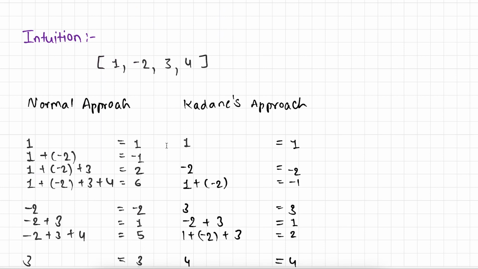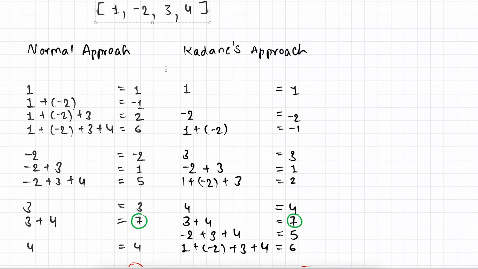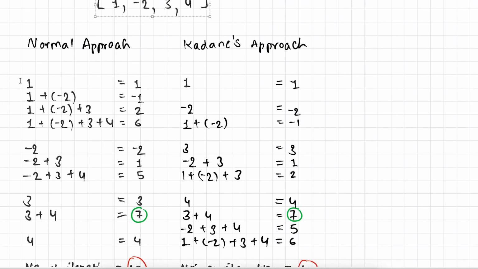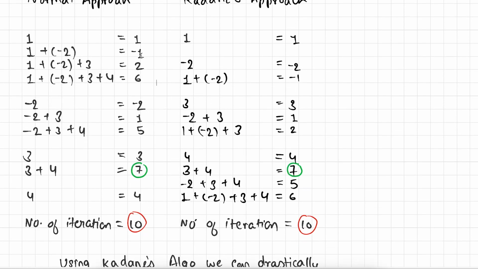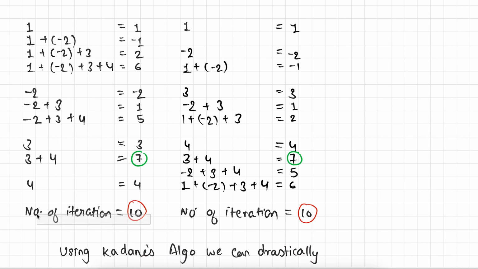Now let's talk about the intuition of J. Kadane while he was working on this problem. So let's say we have an array like this: 1, -2, 3 and 4. In the normal approach, we are considering each element and we are finding all the subarrays beginning with this element. Okay, so here is 1, then 1 plus -2, 1 plus -2 plus 3, 1 plus -2 plus 3 plus 4, and this is how we are getting all the subarrays. And out of all the subarrays, the maximum subarray sum is 7. And to solve this problem, we are using 10 iterations.